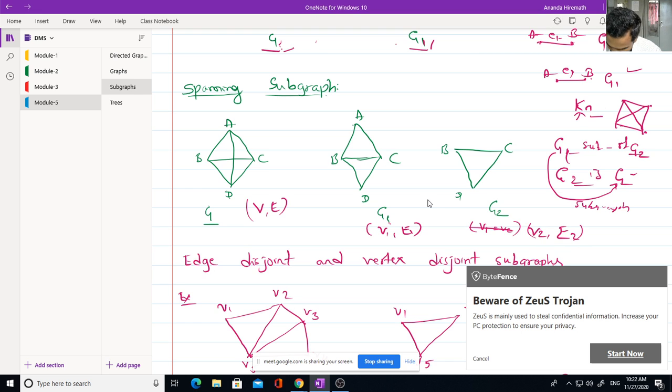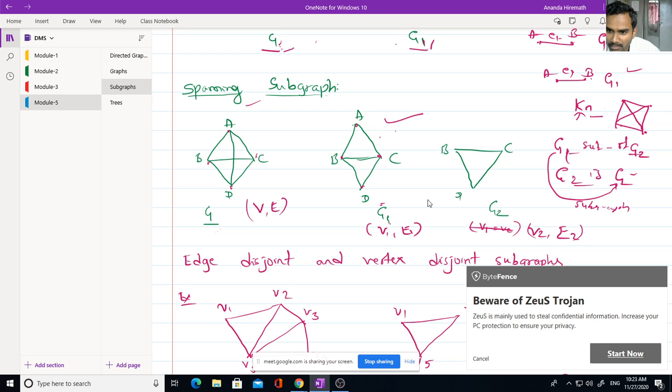Now we say that in this example, G1 is the spanning subgraph of G because it has all the vertices of G. How many vertices are there in G? Four: A, B, C, D. All the vertices must be there in the subgraph. This is the subgraph and there are all the vertices. We are not bothering about the edges. Whether all edges are present or not, it doesn't matter. All the vertices should be present in the subgraph. Then such a subgraph is called a spanning subgraph of G.